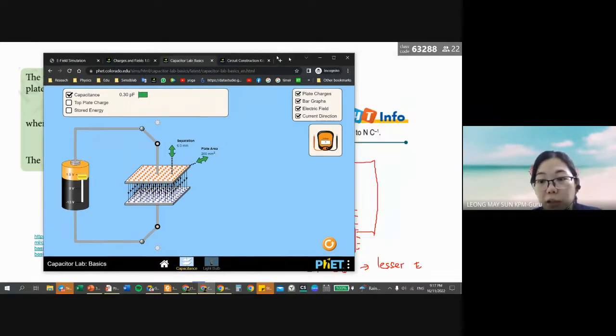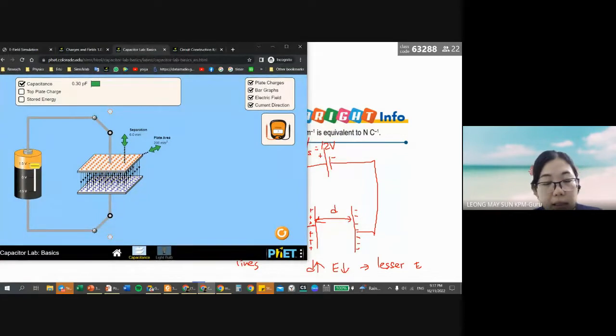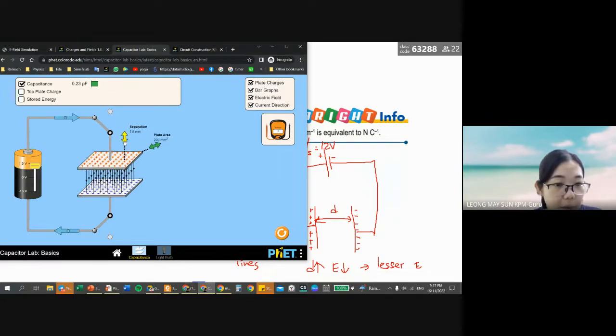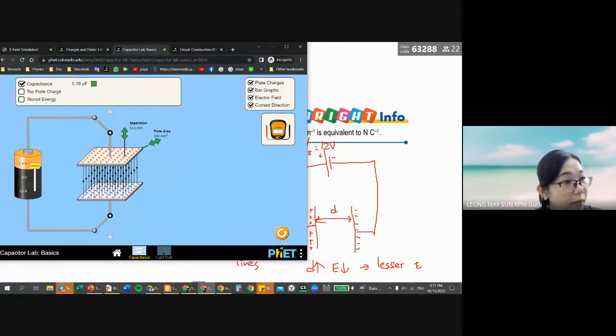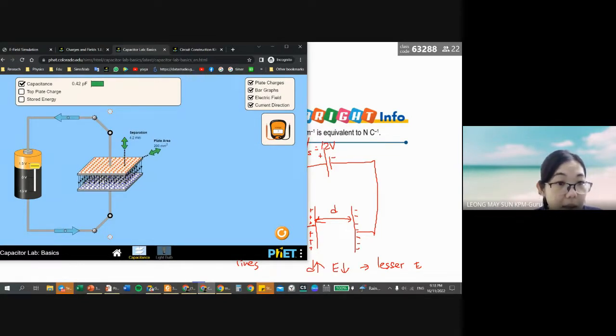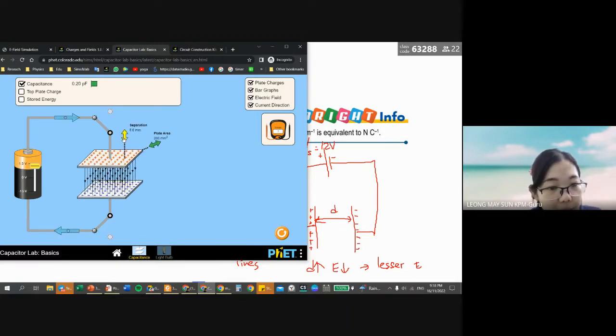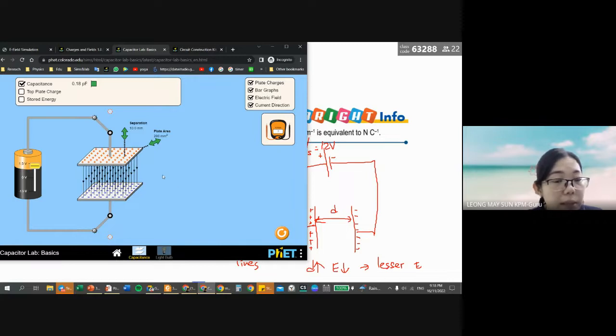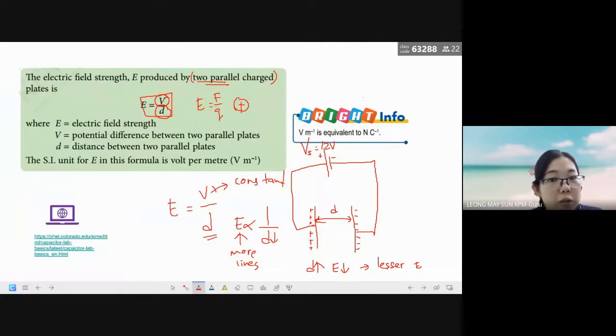Just now, we mentioned that as the distance increases, the electric field lines will decrease. So let's see whether it really happens. I'm going to pull this up. Notice the number of electric field lines has become fewer. But when I bring it closer together, there are even more electric field lines, which means the electric field strength is also stronger. When you move further apart, there are fewer electric field lines, meaning lesser electric field strength. So that is the explanation for two parallel plates.